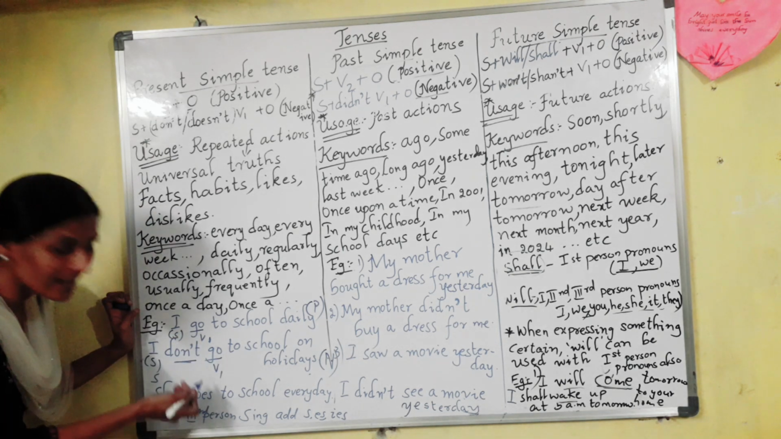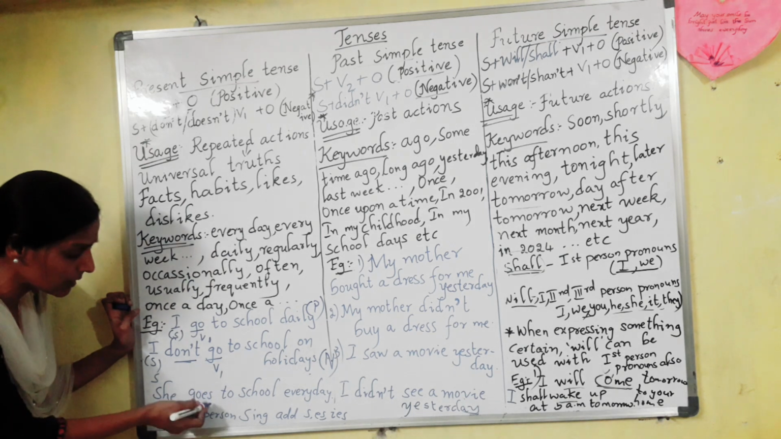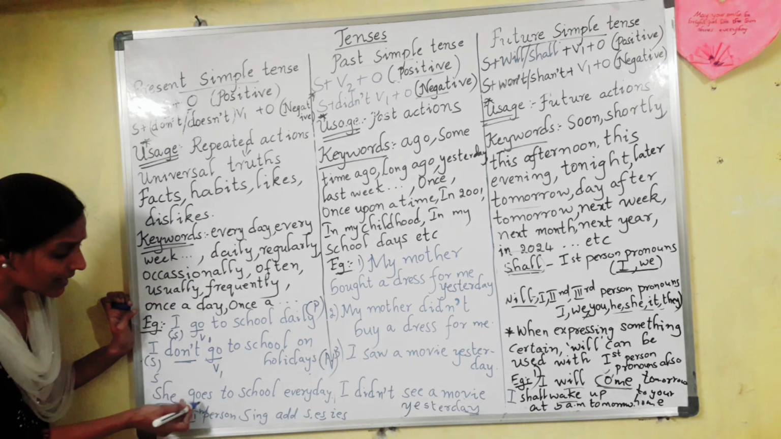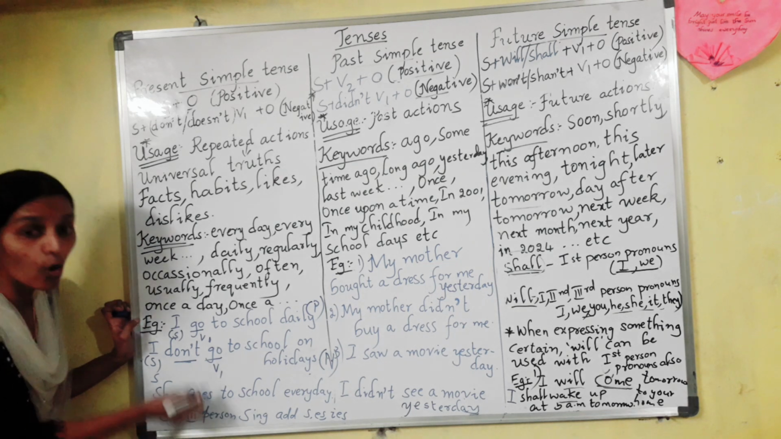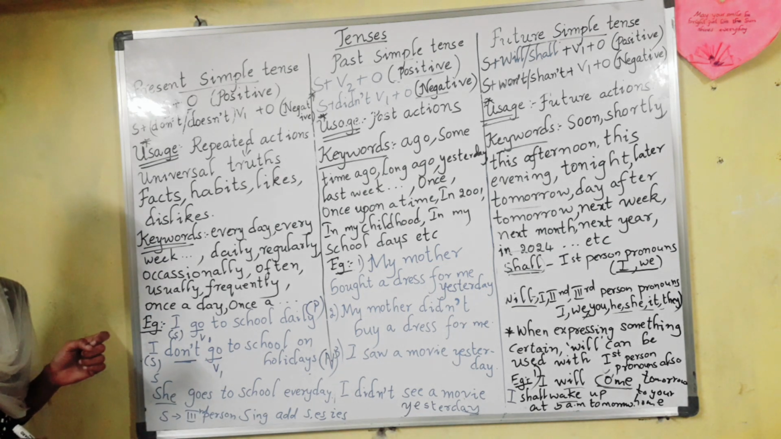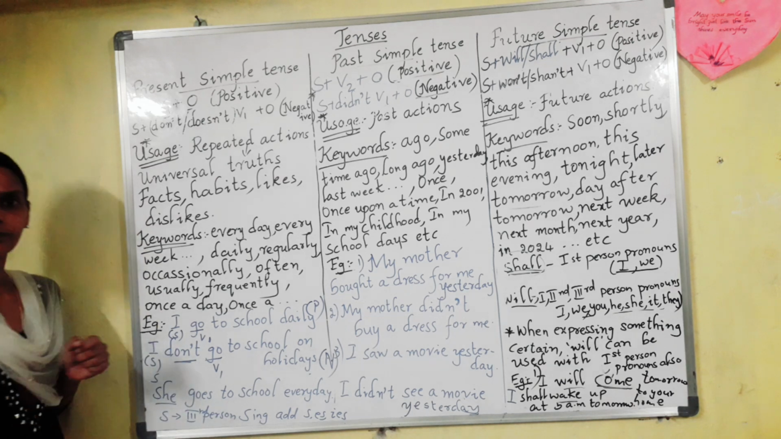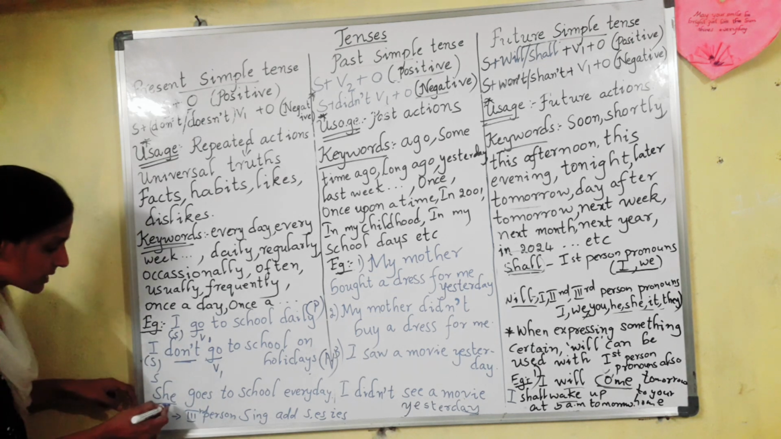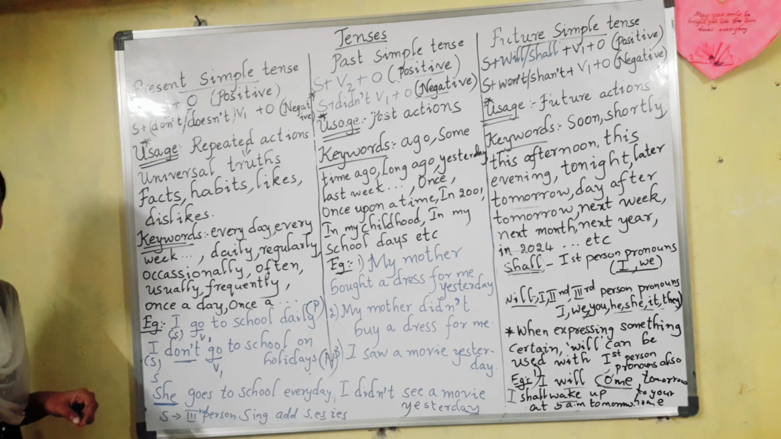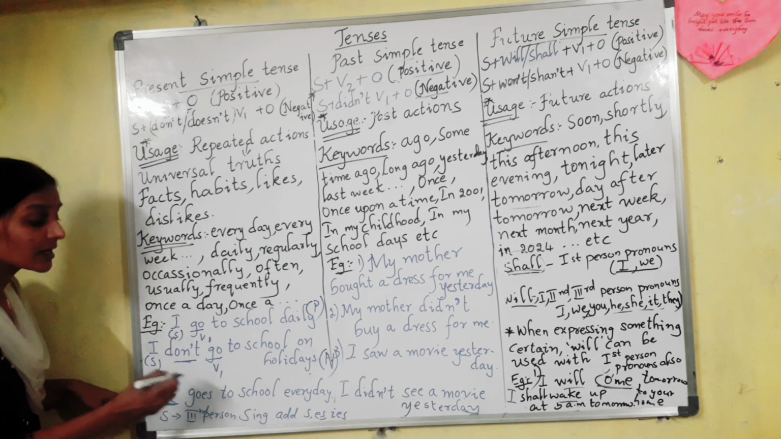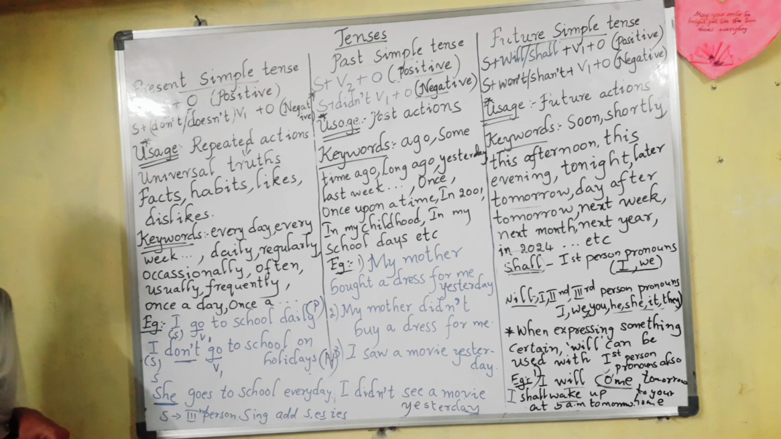But in this particular example, we added es to the go. We have written goes here. Why did we do that? Observe the subject here. She is the subject. The subject is third person singular.